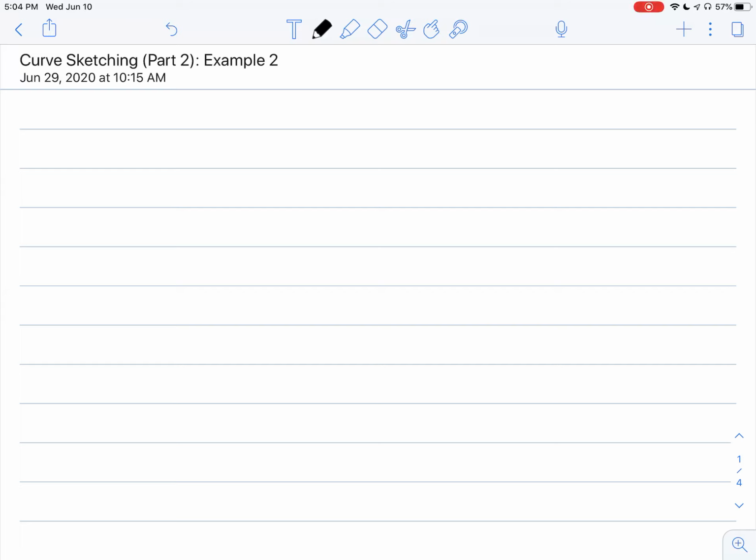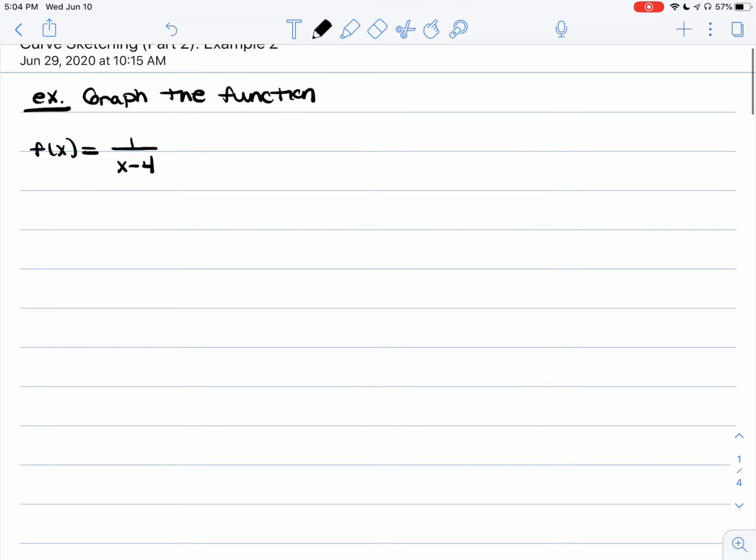All right, let's take another example of curve sketching using both the first derivative test and the second derivative test. So let's go ahead and graph the function f of x equal to 1 over the quantity x minus 4. I want to start with just our basic features of the graph, things like x-intercept, y-intercept, and since it's a rational function, that'll also include any asymptotes.